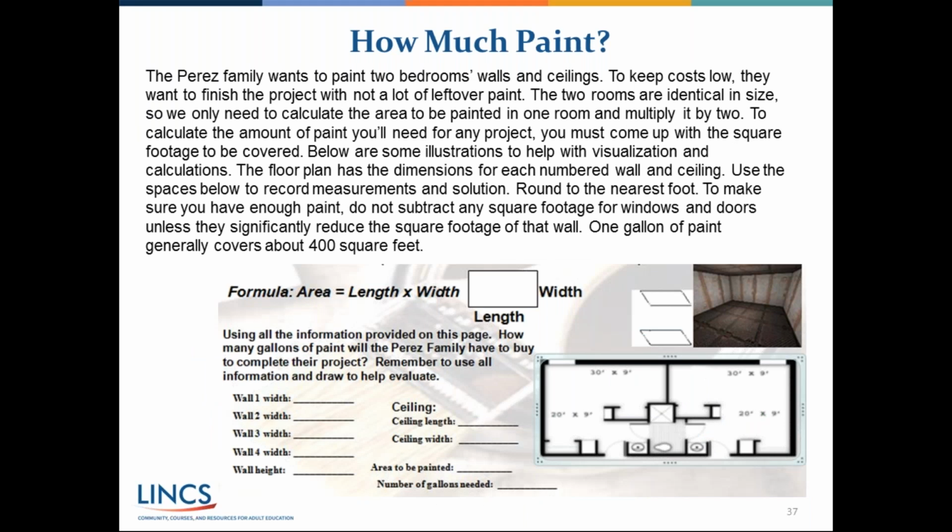So this is one example here, a little more detailed, with, of course, the scenario, the situation: the Perez family that wants to paint 2 bedrooms, walls and ceilings. So we have a floor plan, we have a snapshot of the room, we have a formula, how to work through that. We have the walls split up so you can record your information. And then we also have the ceiling by length and width. So then the total area to be painted. And then we look at the number of gallons. Okay, and notice that that's in there as well. 1 gallon of paint generally covers about 400 square feet.